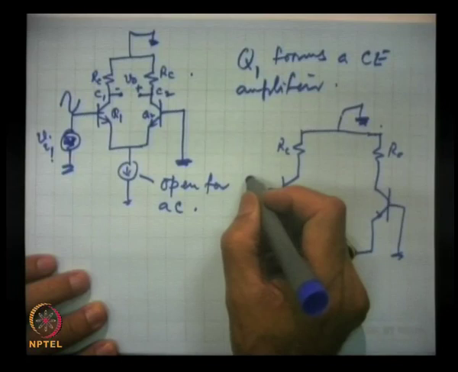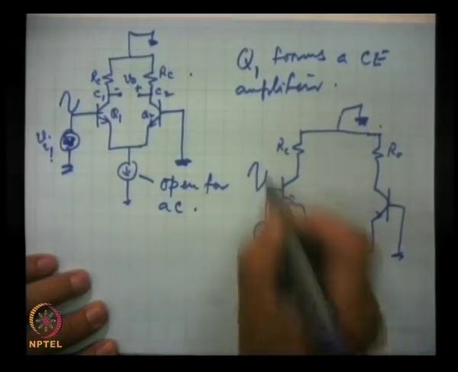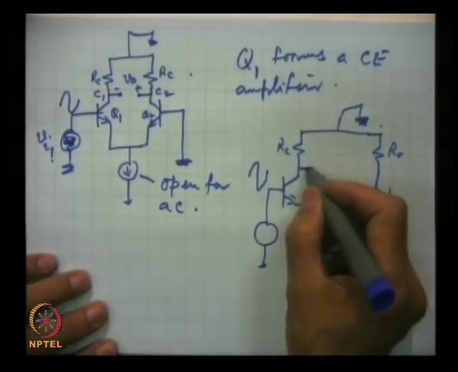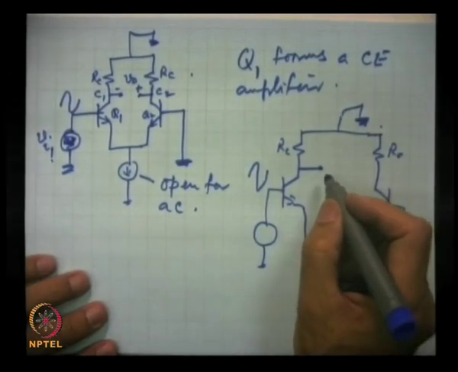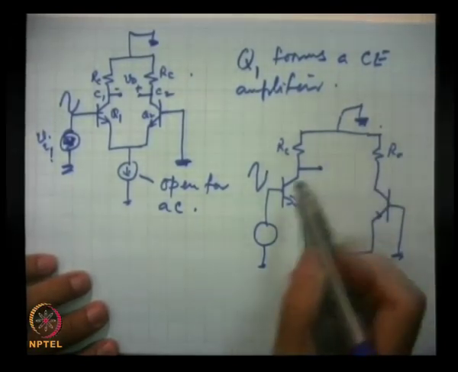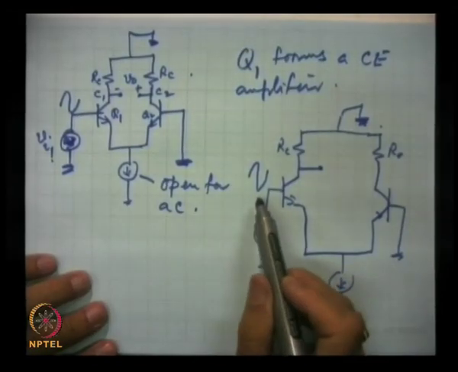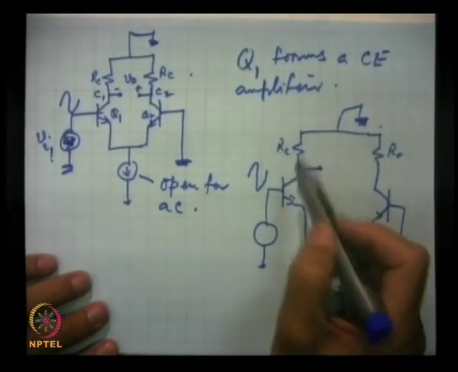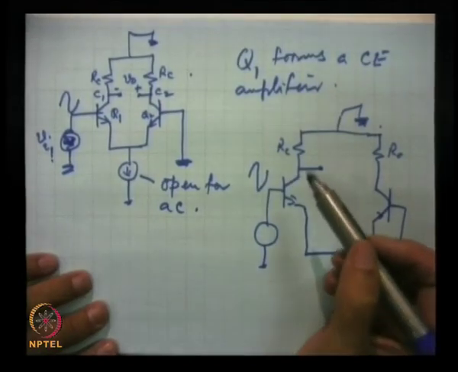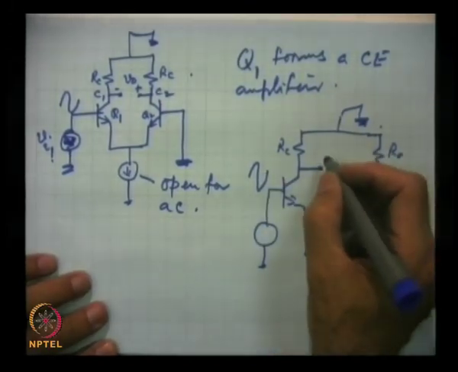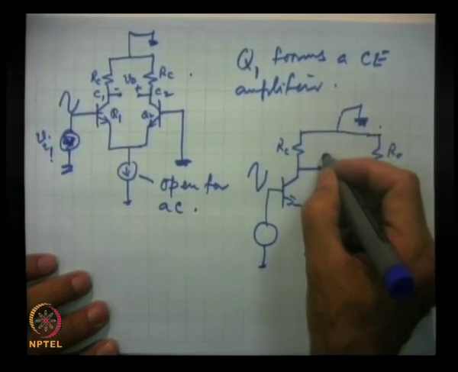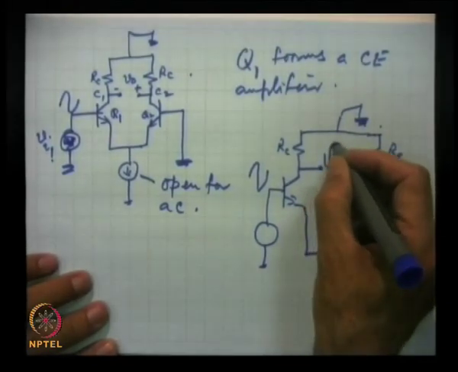Now, this is the input signal. This will appear here in the inverted form. Why will it be inverted? Because we are feeding to the base with respect to ground, and we are collecting it at the collector, and they are inverted. So, we will get an output here like that.